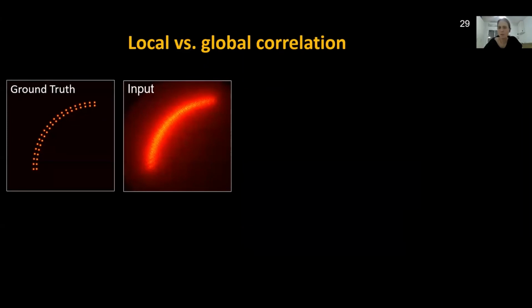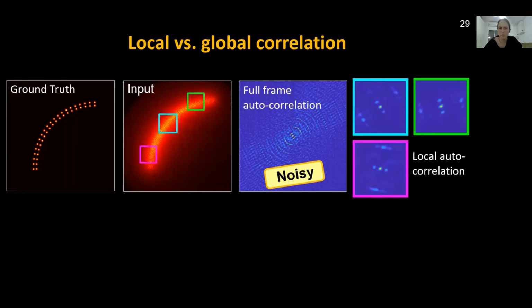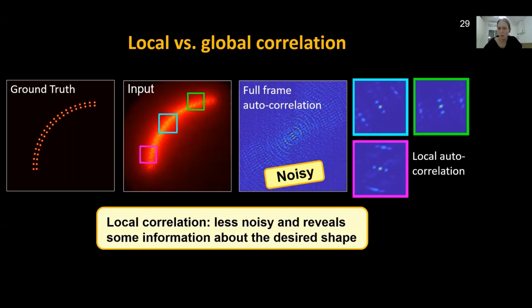So to show the difference between local and global correlations, let's consider this example. We can compute the full frame autocorrelation, and unsurprisingly, it's noisy. In contrast, I show you here the local autocorrelation in 3 windows. It's less noisy, and you can also gain some information about the desired shape. You can see that the local orientation of the arc in each region matches the orientation of the arc.